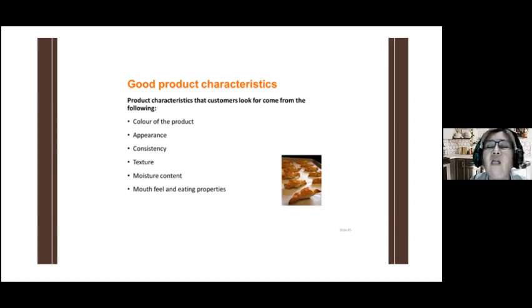It is consistent. The texture, of course, has the moisture content. When you bite it, it is soft. And when you open the bread, it has the moisture content. The water is the moisture content.